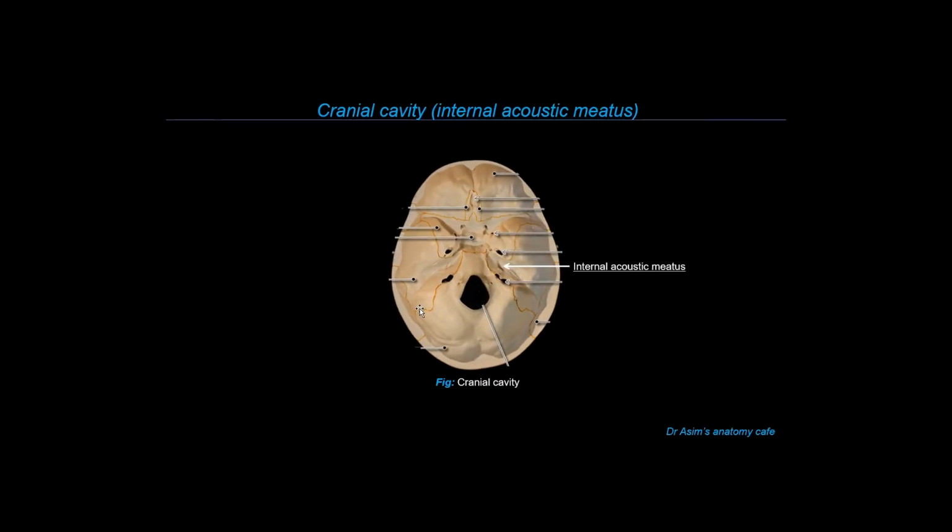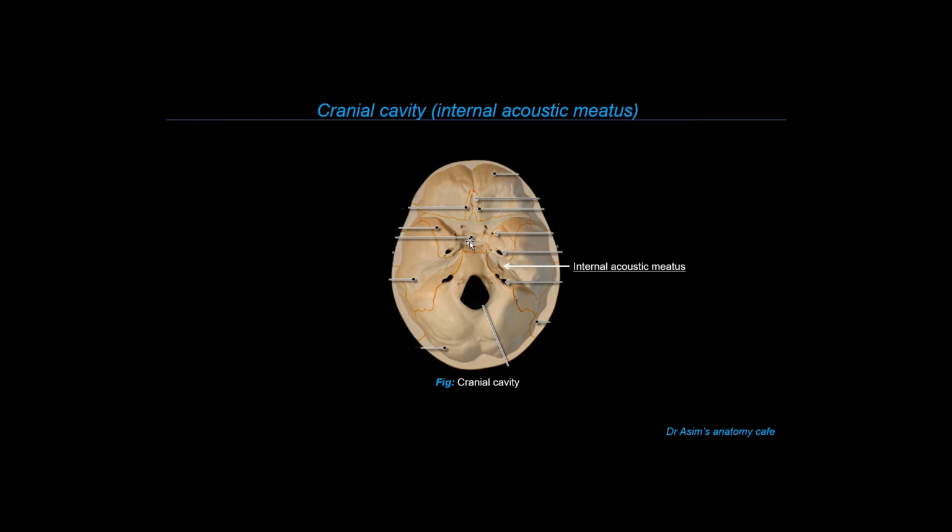Now this is an image of the skull where the vault of the skull has been removed and you can see the floor of the cranial cavity clearly. The brainstem resides against this bony region which is known as the clivus, which comprises the basilar part of the occipital bone and the posterior aspect of the body of the sphenoid bone.